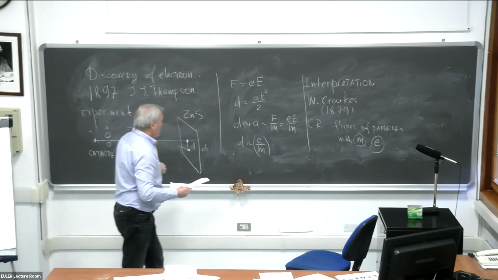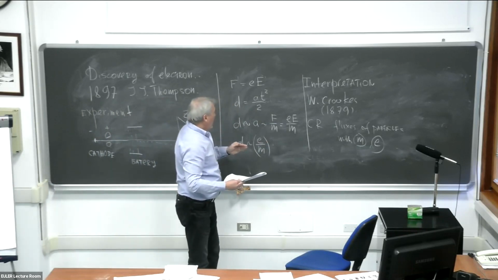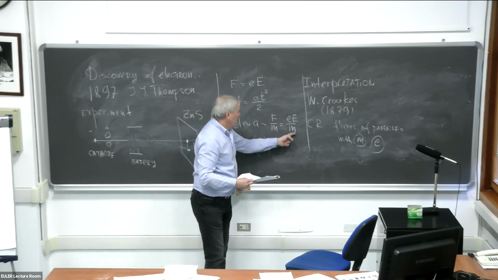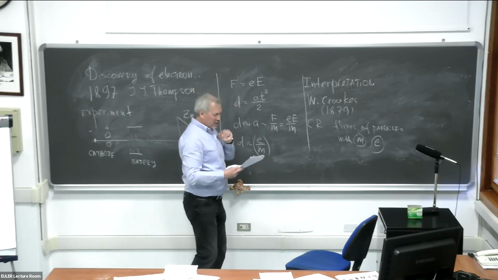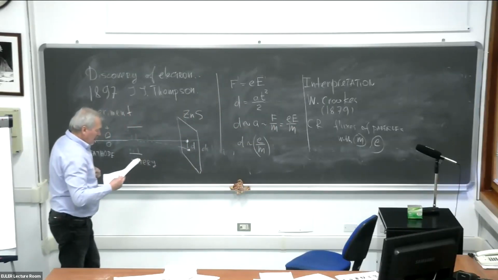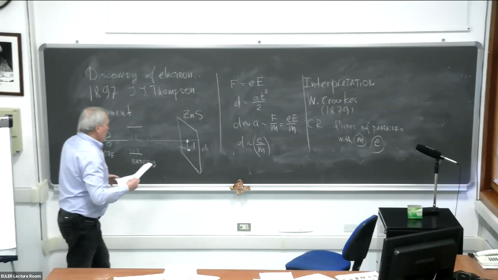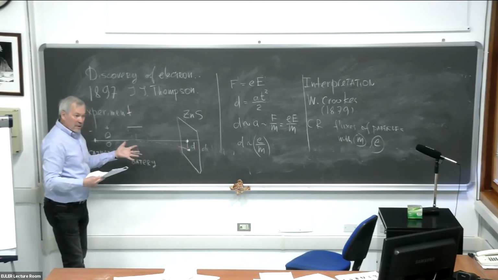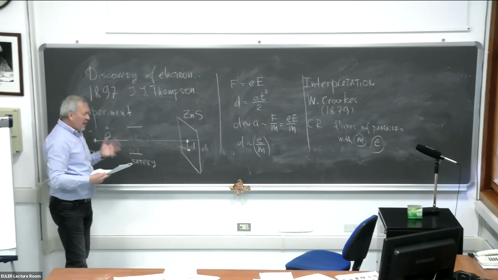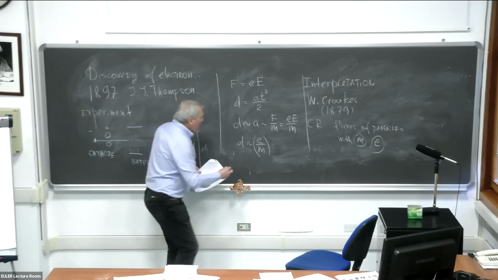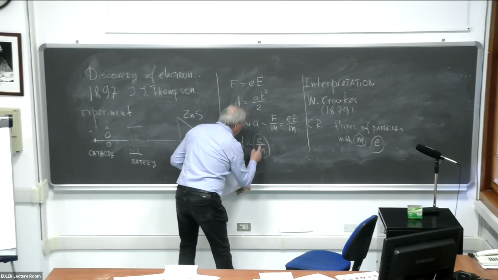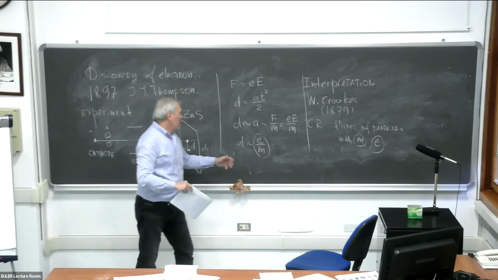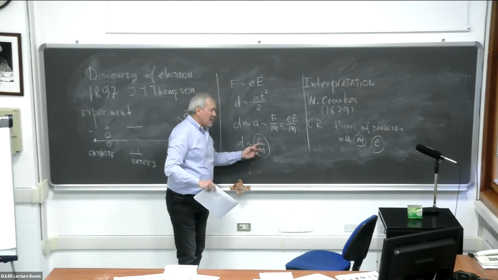Okay? So he changed the electric force strength, and he confirmed that the deflection is proportional to the strength of the electric field. In this way, Thomson confirmed the idea that cathode rays are fluxes of particles, and he measured this ratio, E over M. He couldn't measure the mass and the charge separately, so he measured this ratio.